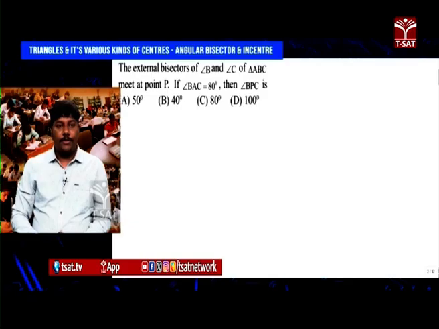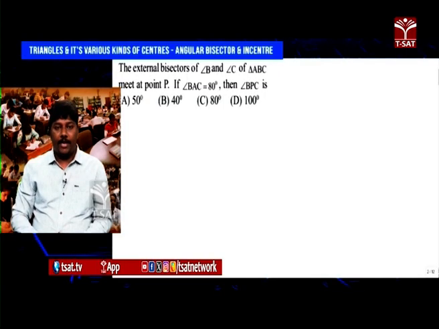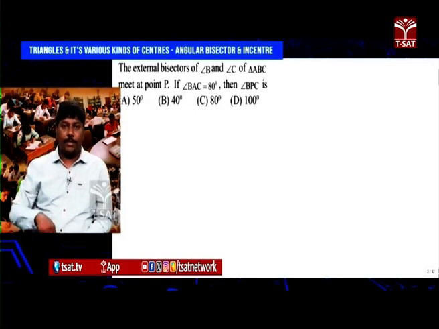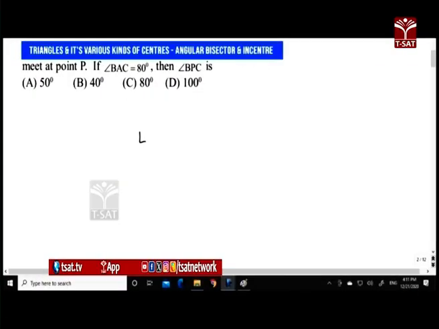Let's look at the first problem. The external angular bisectors of angle B and angle C of triangle ABC meet at the point P. In the explanation I said it is D, but here it is given as point P. If angle BAC is 80, then find BPC. Without a figure we can say angle BPC, for two external angular bisectors, is 90 minus angle BAC by 2. So angle BAC is 80 divided by 2, so 90 minus 40 is 50 degrees.